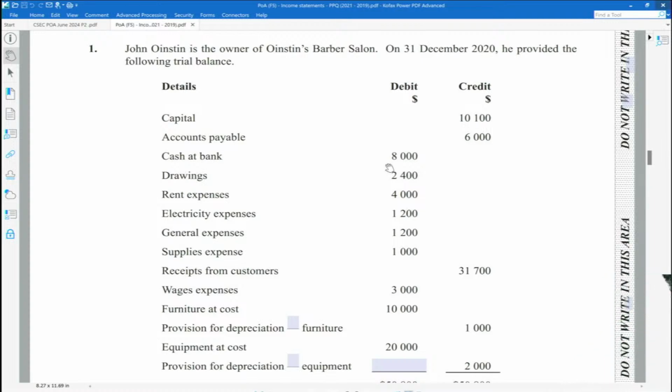So find this one in the handout. Yeah, right? Okay. Now, this one is a little easier because you don't have to calculate gross profit. Here's the item right here. Receipts from customers, that's your sales revenue. And they have no cost of sales calculation, it's a barber salon, right? But you have some adjustments below like accruals, prepayments, and your provision for depreciation. So I want to show you those.